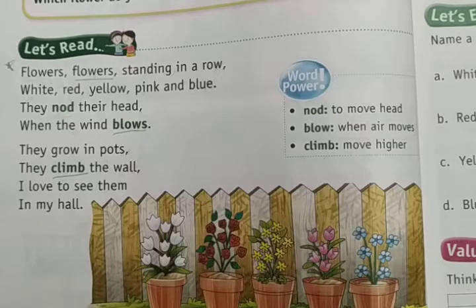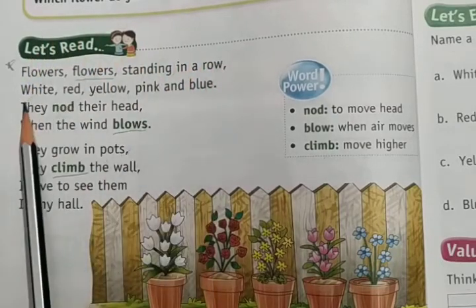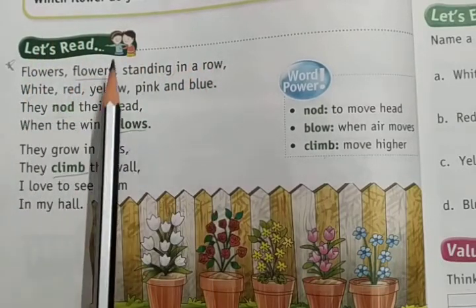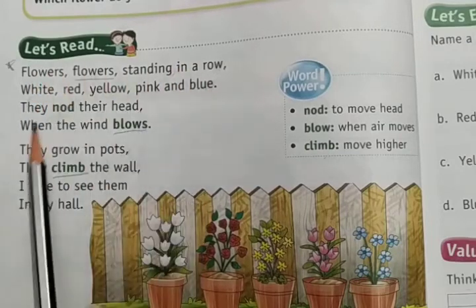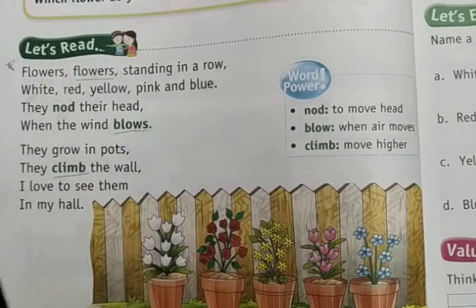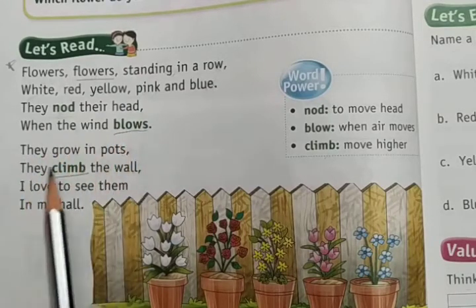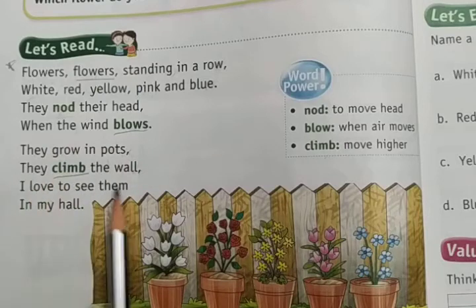Flowers, flowers standing in a row, white, red, yellow, pink and blue. They nod their head when the wind blows. They grow in pots, they climb the wall. I love to see them in my hall.